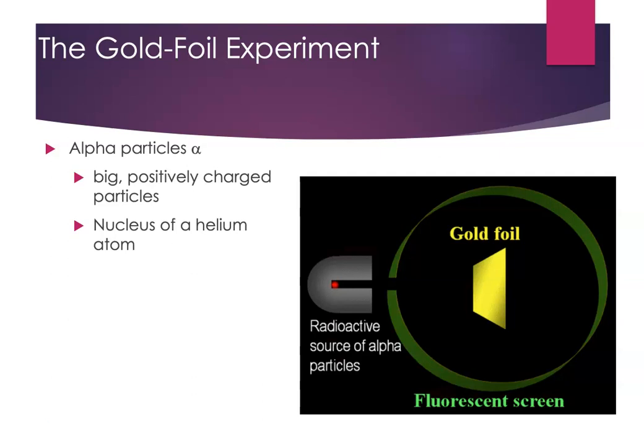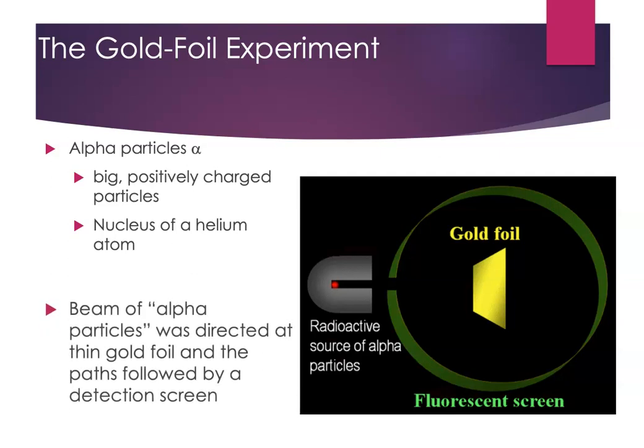So he's setting it up so that we're going to make a beam of these alpha particles and direct them at a piece of gold foil. The gold foil was so thin it was almost transparent. And then we could follow where the alpha particles went after they hit the gold foil, because they would hit the screen that surrounded them, which is shown here in green. And the fluorescent screen would literally light up when an alpha particle hit it.